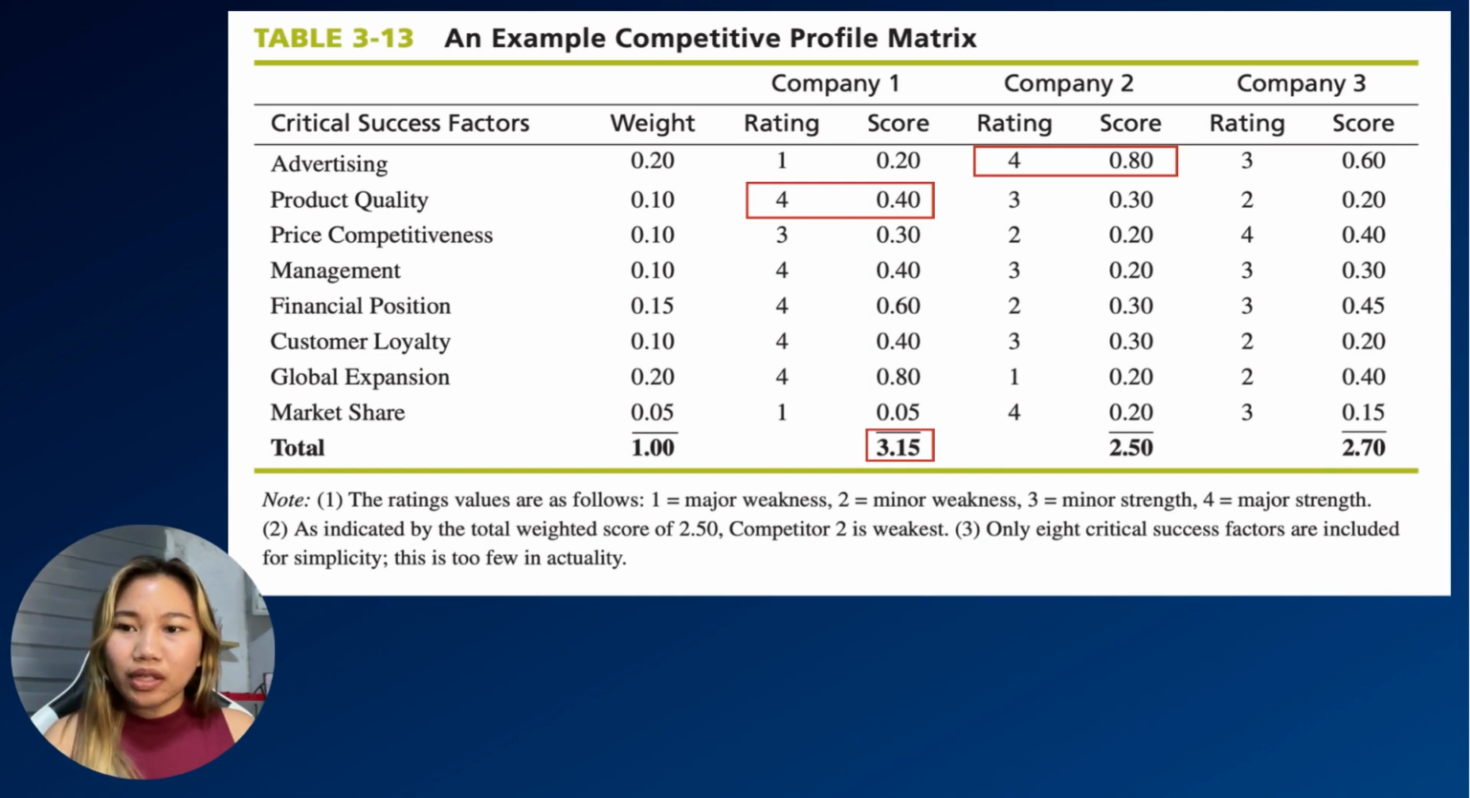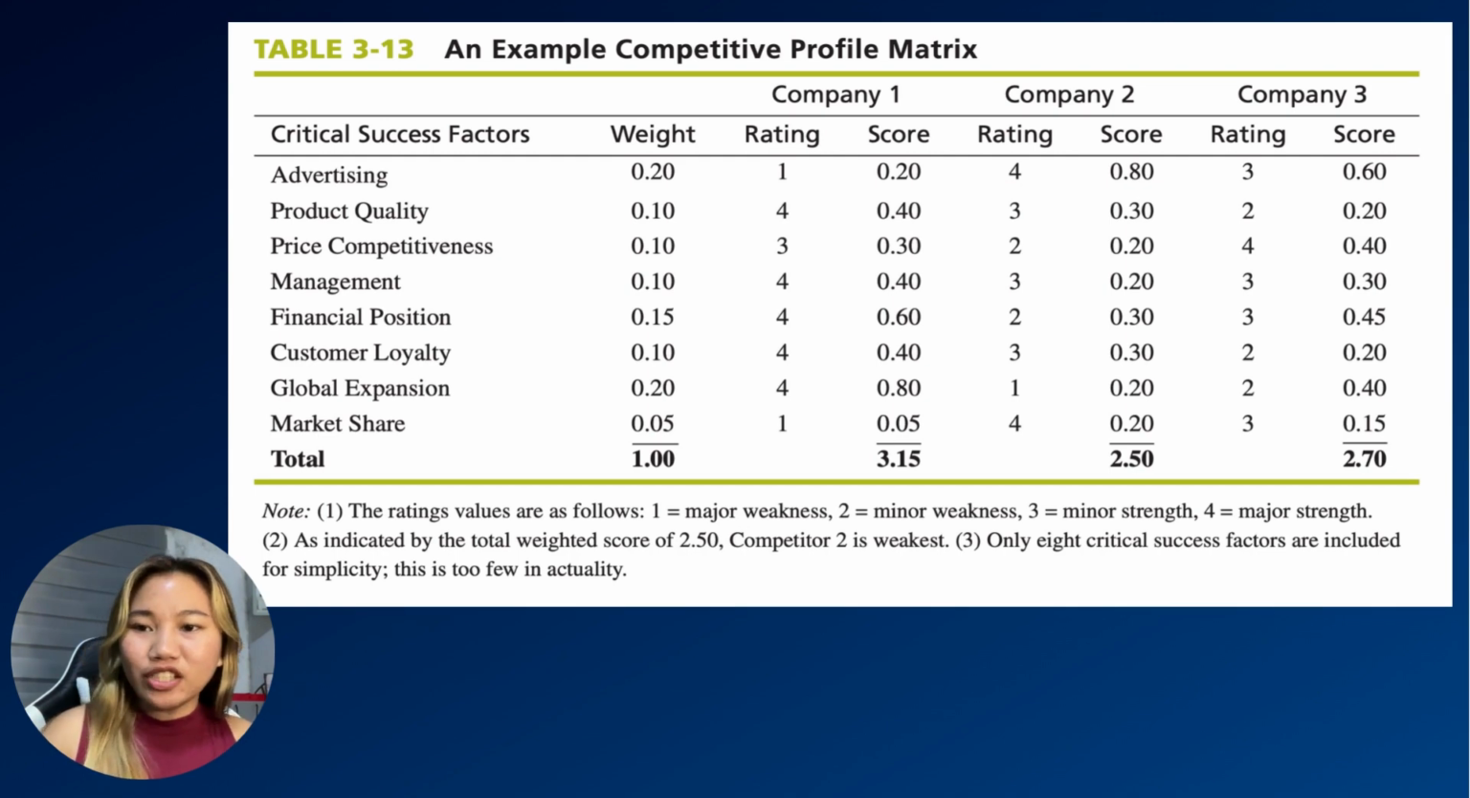Note in the example that company 1 is strongest on product quality, as indicated by a rating of 4, whereas company 2 is strongest on advertising. Overall, company 1 is the strongest, as indicated by the total weighted score of 3.15.